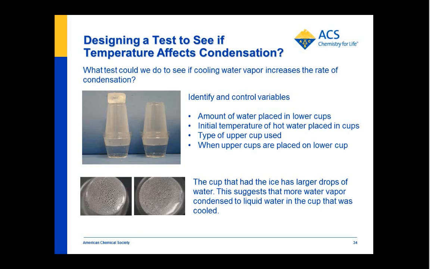So just like many other lessons in middle school chemistry, we asked them for experimental design. How would we do it? Well, we need two samples of water vapor, but we cool one of them, but not the other. And when you look closely, after a couple of minutes, you wipe off the top of these cups and you look, and the one that had the ice on it, the drops are bigger, there's more water. More condensation occurred because we cooled it.